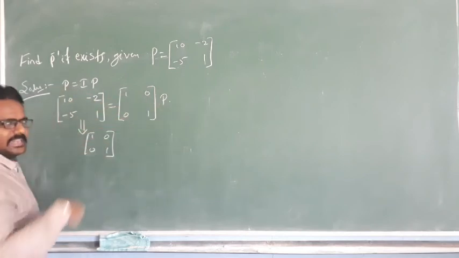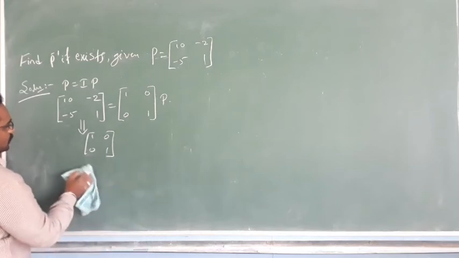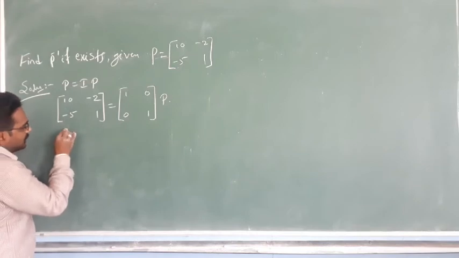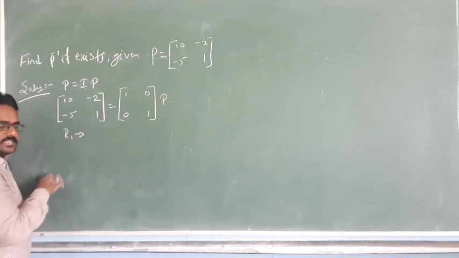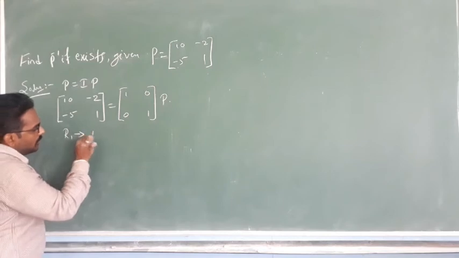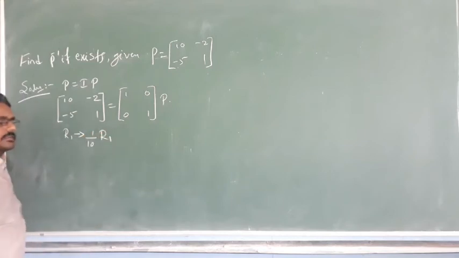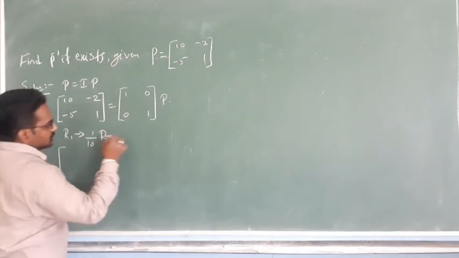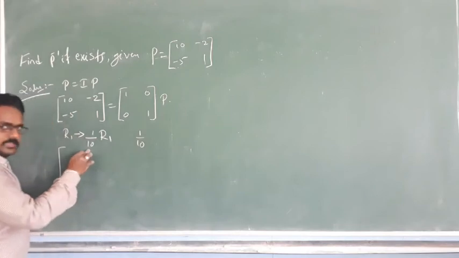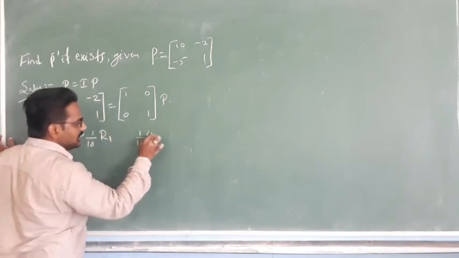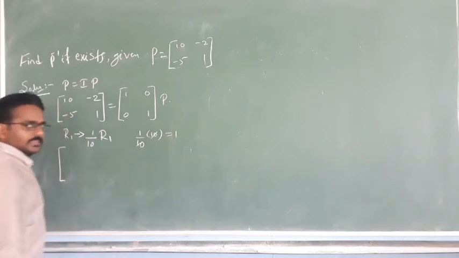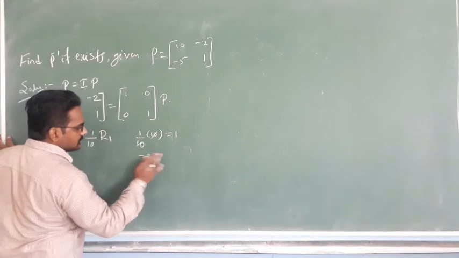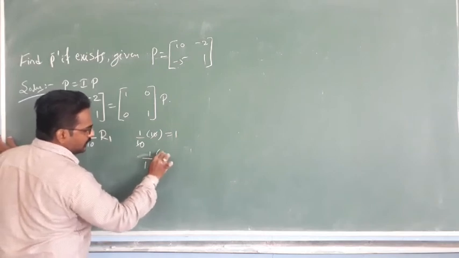Okay, no need to write the matrix. So how to convert this given matrix to 1 0 0 1? Just observe the R1 element, students. I will write R1 changes to 1 by 10 into R1. Okay, see how it will change. So R1, 1 by 10 as it is. What is the R1 element? First element, that is 10. So both will get cancelled. We will get the 1 here.